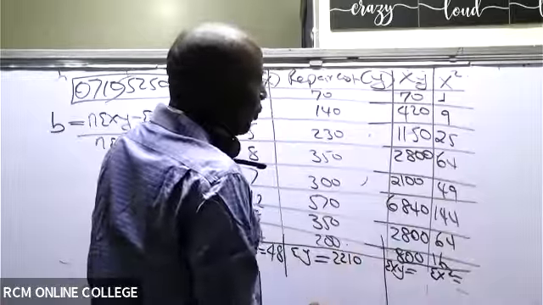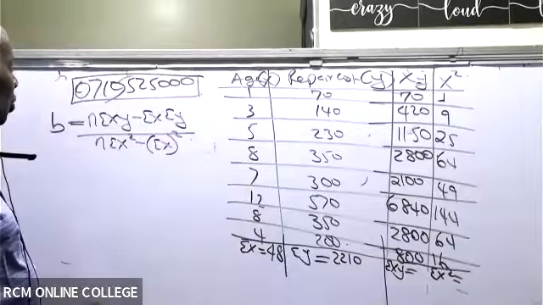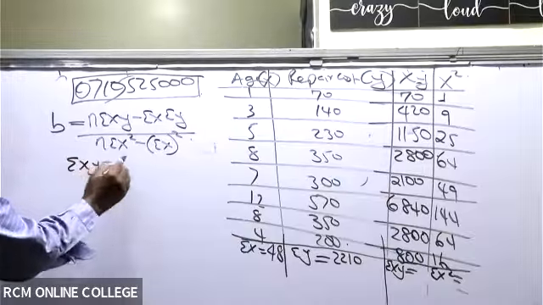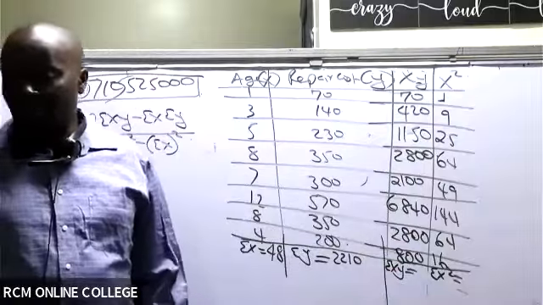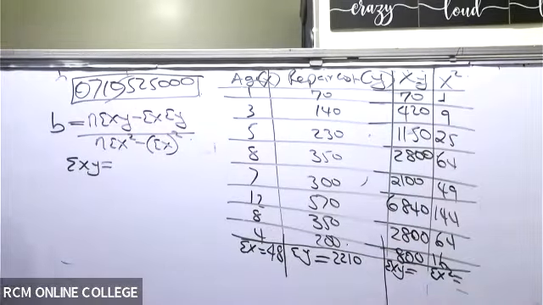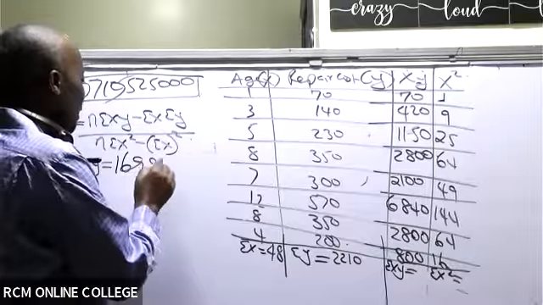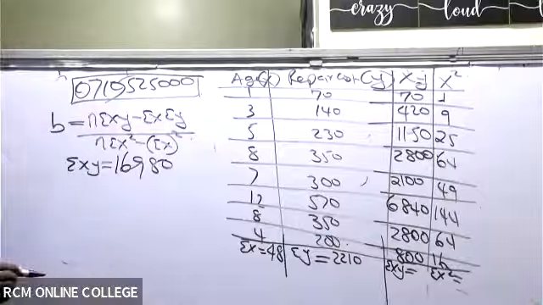How about the summation of xy? Can somebody give me that summation of xy down here? Anybody who could be having this answer? xy 16,980. Can someone else confirm that what this great sister of ours is giving us is correct? Yeah, somebody has confirmed 16,980.